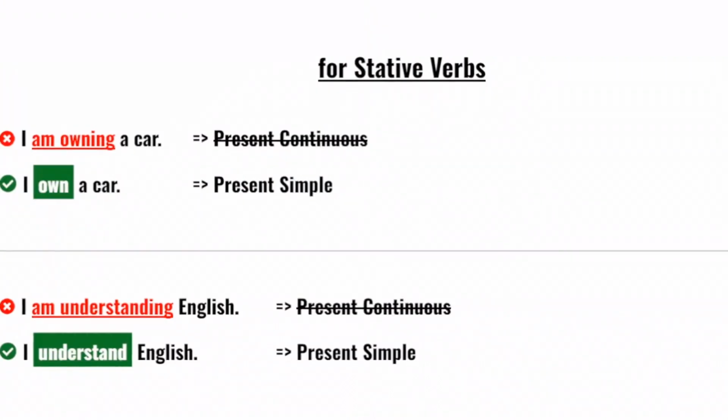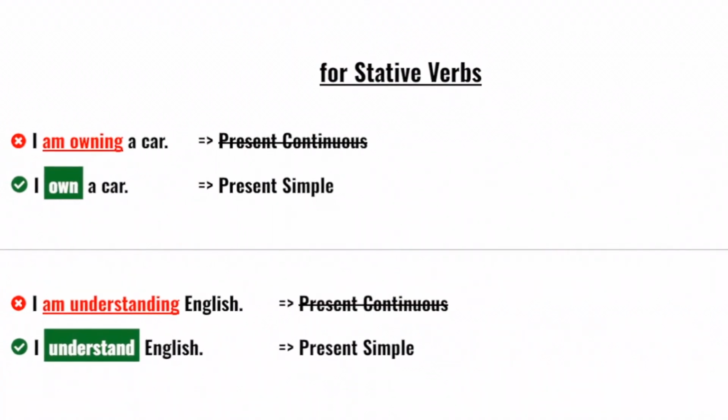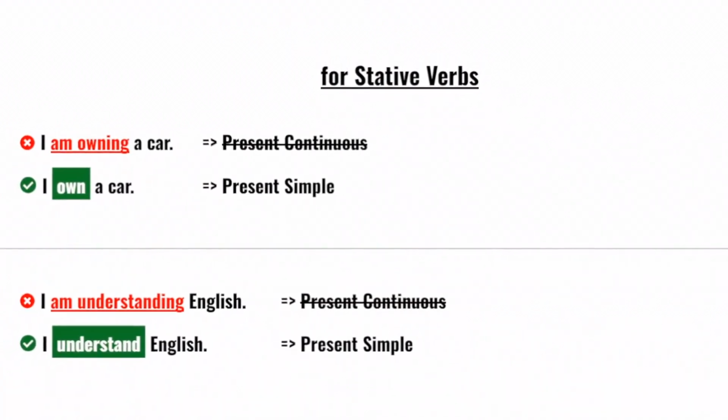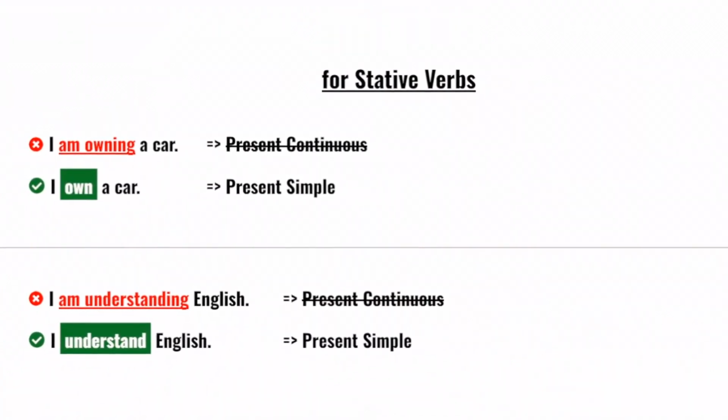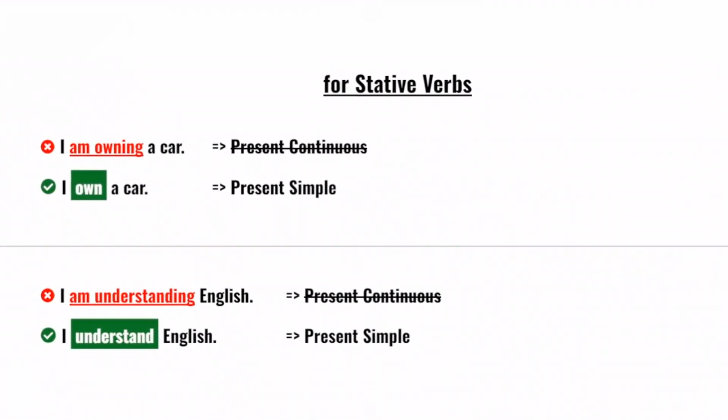For example, I'm owning a car. Normally, you would never hear that. Instead, you would want to use present simple tense. I own a car. Another example, I am understanding English. That's wrong. Use present simple. I understand English.